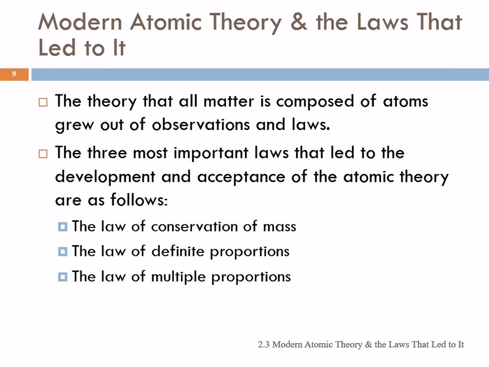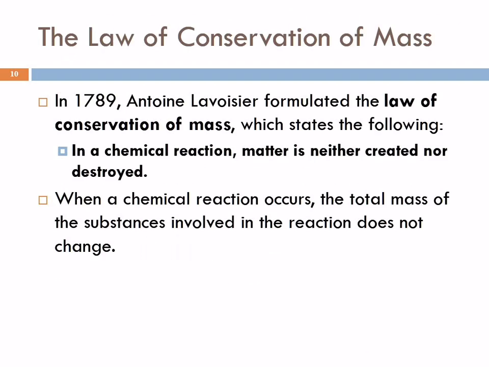So modern atomic theory includes this idea that all matter is composed of atoms. And this grew out of observations and laws. The three most important laws that led to the development of this were the law of conservation of mass, which we've talked about, the law of definite proportions, and the law of multiple proportions. Those might seem contradictory, but we'll talk about them.